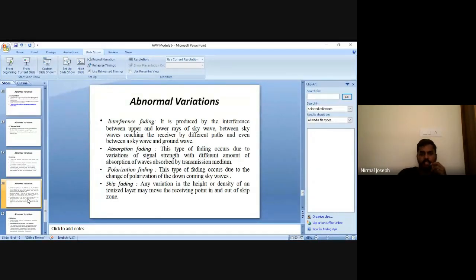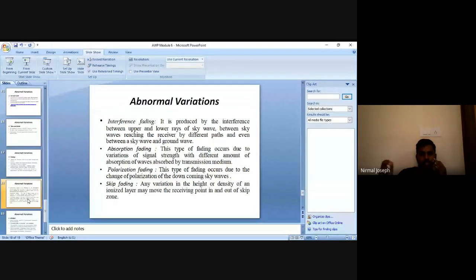So waves reach the receiver by different paths, and even between the skywave and ground wave. Suppose we are having ground wave propagation and skywave propagation. Skywave we are transmitting, and it is coming back to the receiver. The receiver is located on the ground, so definitely the ground wave will also be present there. So there are chances of these two waves interfering. That also can result in fading. That is the interference between ground wave and skywave. Then the first one, interference between upper and lower rays of skywave itself.